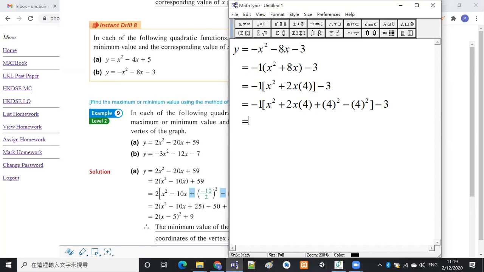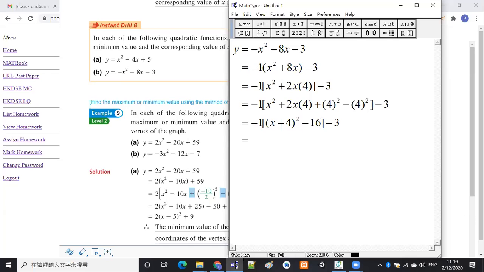So the first 3 terms will form a perfect square. So negative 1, x squared plus 2xy plus y squared becomes x plus y, the y is 4, bracket square. And then minus the extra term, that is 16. And then just copy the constant term.